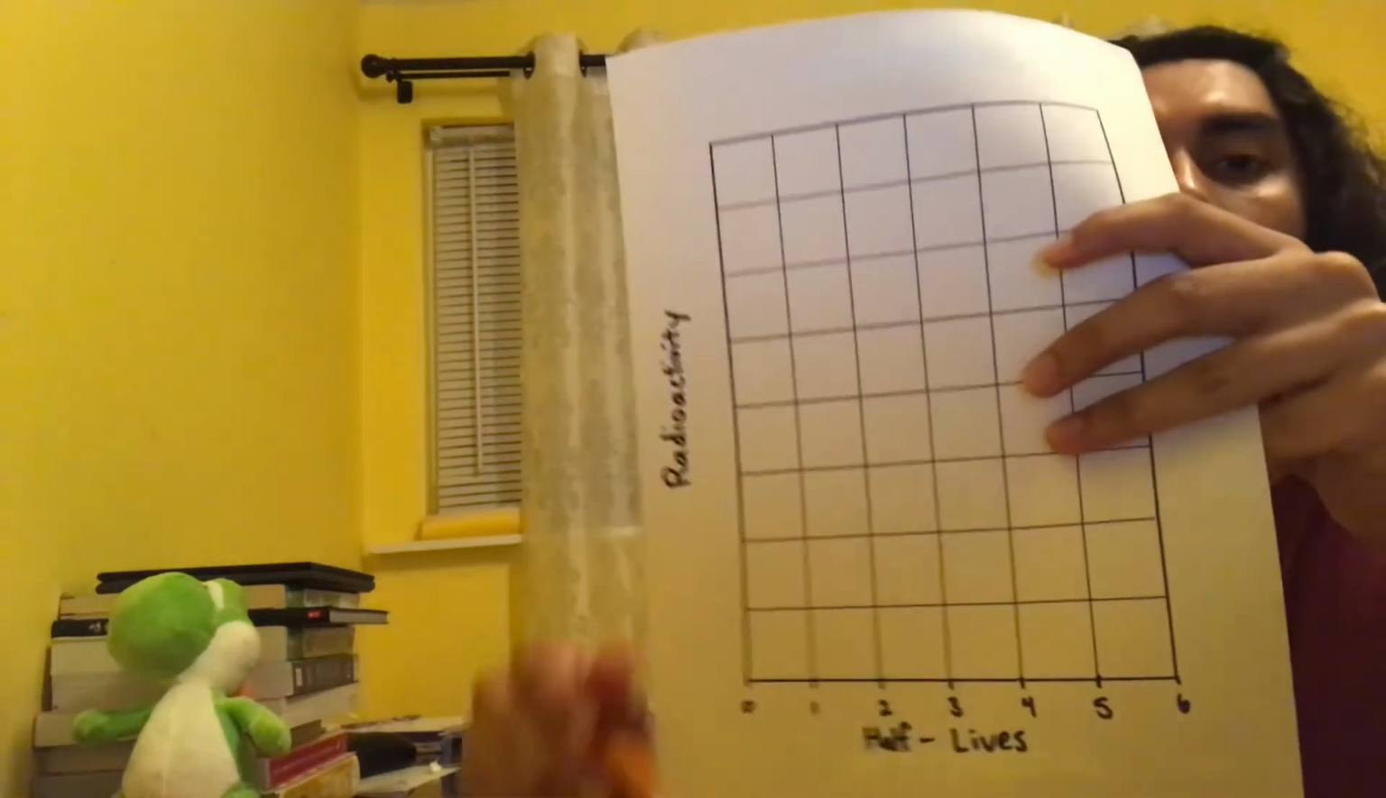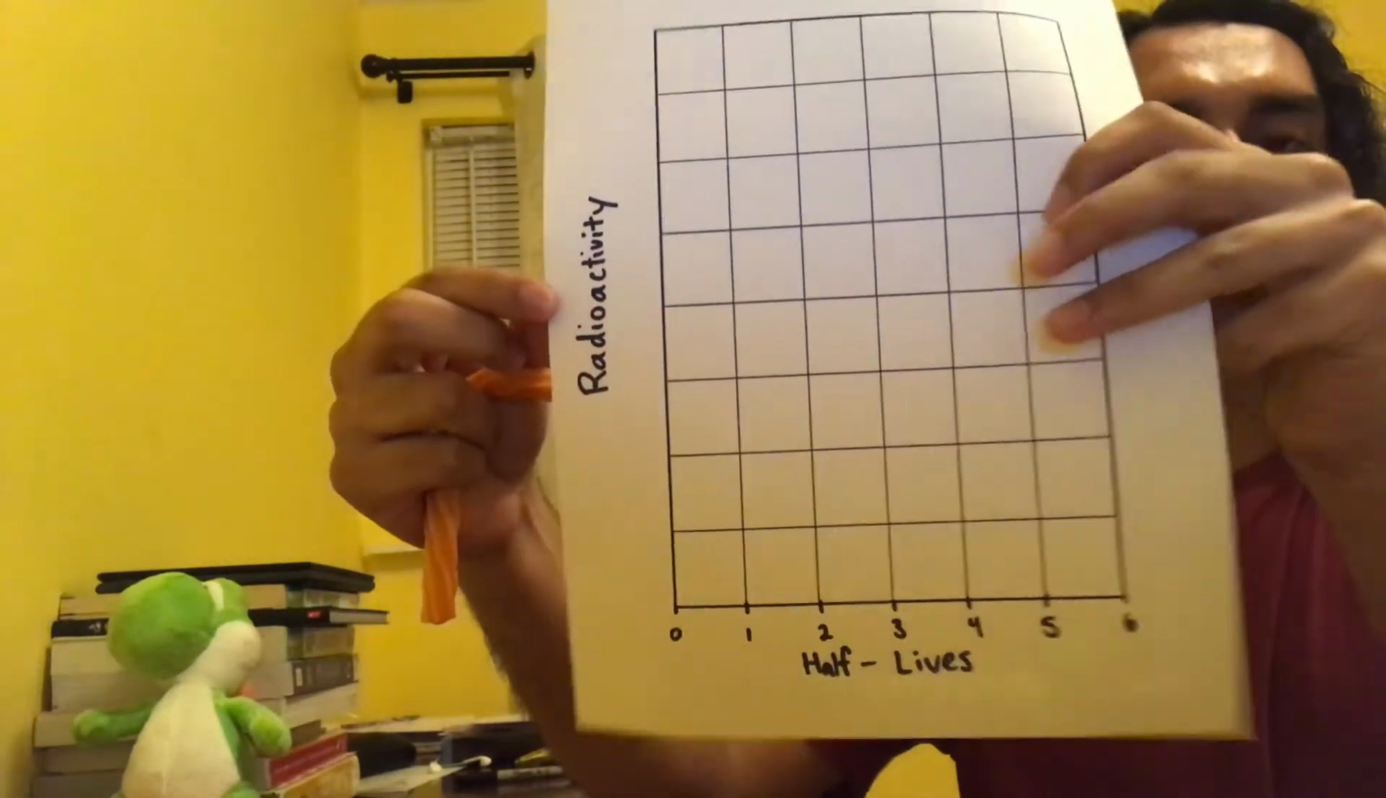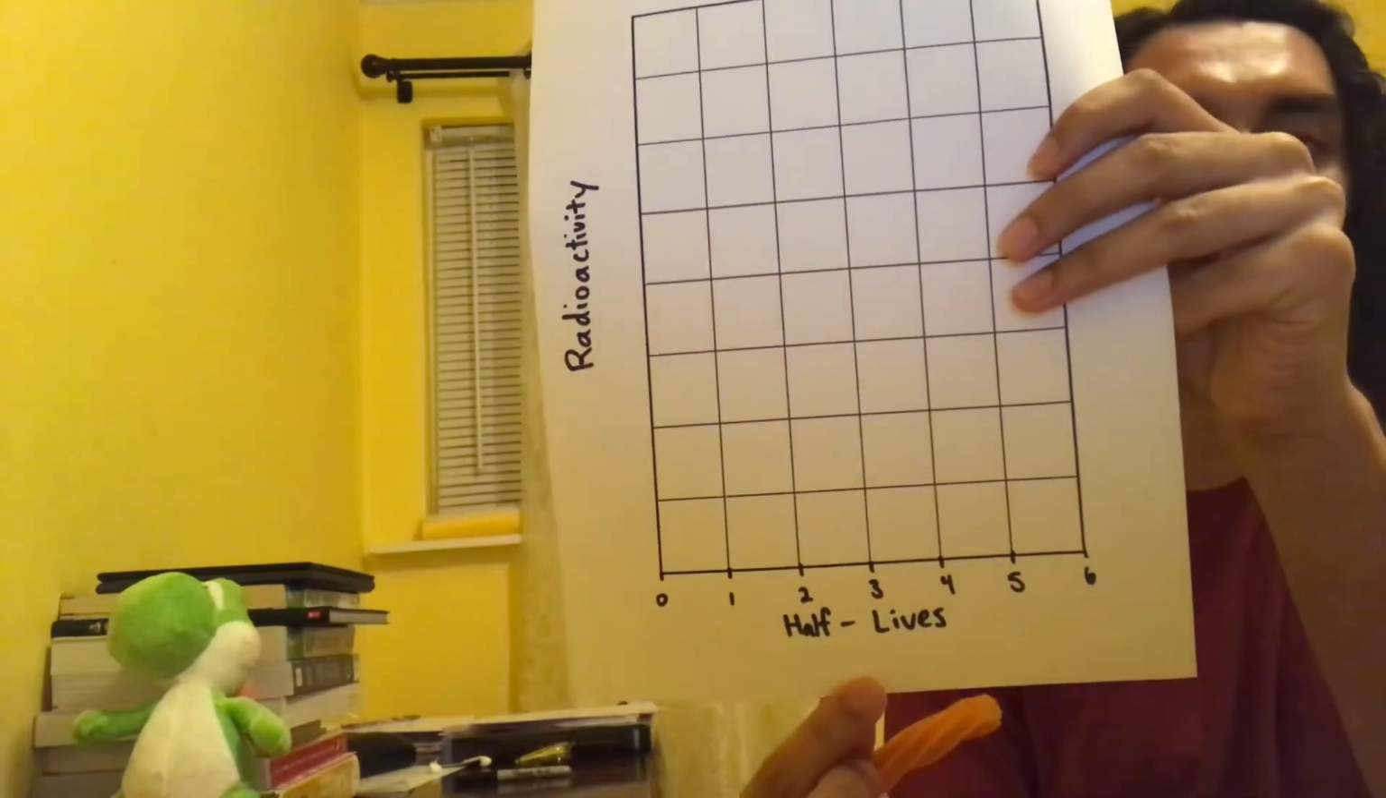All radioactive materials have a property called half-life. For example, uranium's half-life is how long it takes for half of all the uranium atoms to decay into another type of atom. Let's look at how this works with licorice. You're going to need licorice, and you're going to need a piece of graphite. Label the y-axis radioactivity, and label the x-axis half-lives.